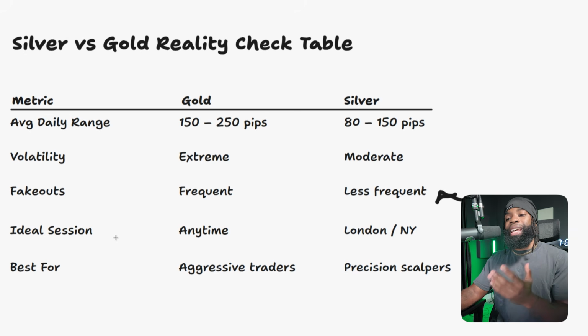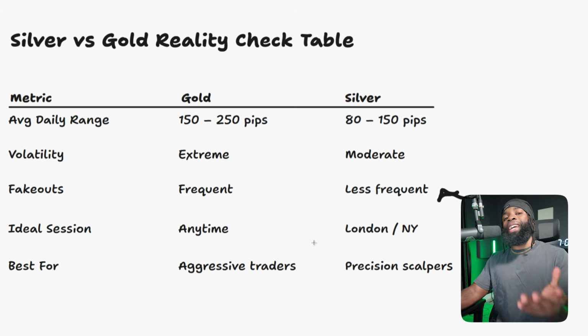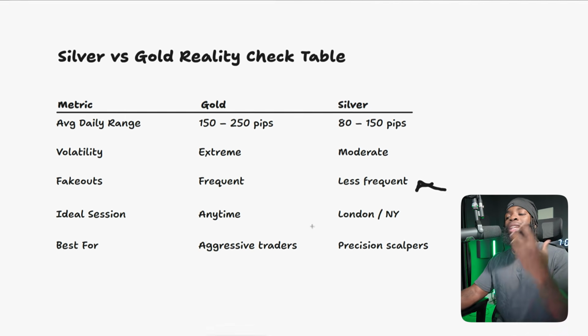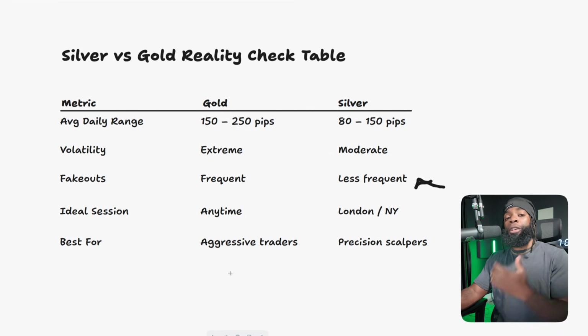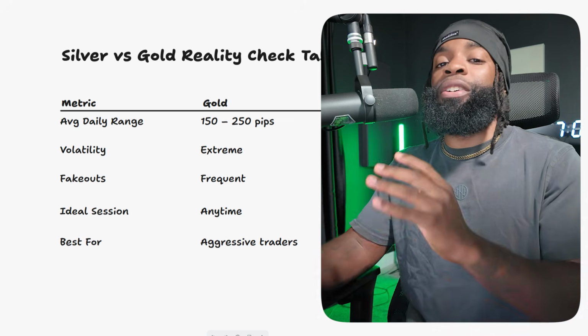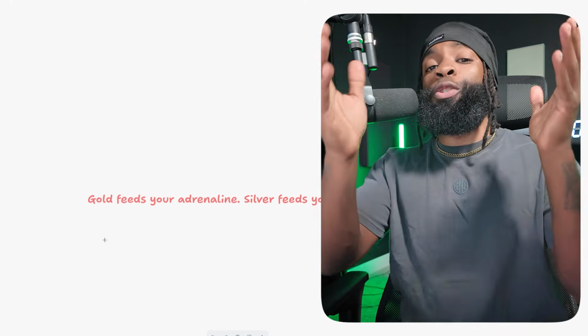And then ideal sessions for gold is anytime, and that is correct. And then it is occasionally the exact same for silver, but I realized London and New York, you can eat very well with consistency. And if you are an aggressive trader, then gold may be the option for you. But if you want something precise and consistent and actually making money, go with silver. This is going to be the breadwinner, especially for a scalper, because gold can really play with your emotions if not done right. And that leads me to the last part. Gold feeds you adrenaline, silver feeds you balance.